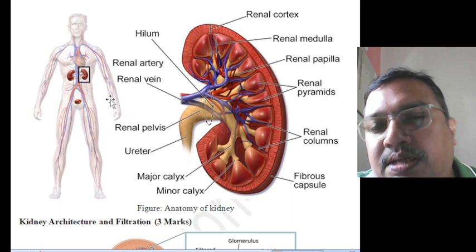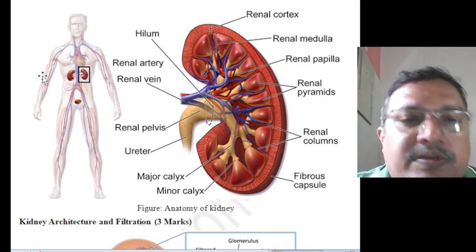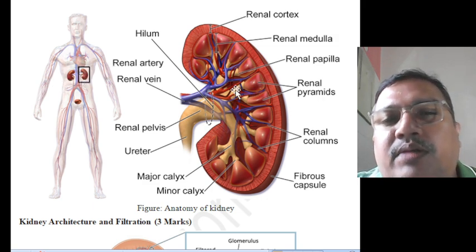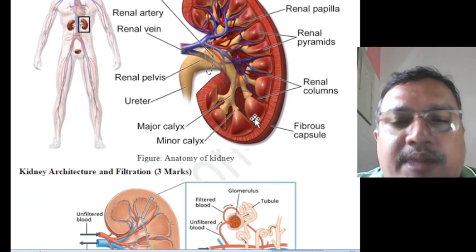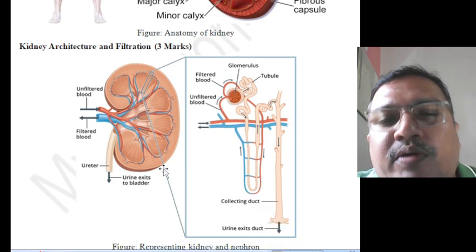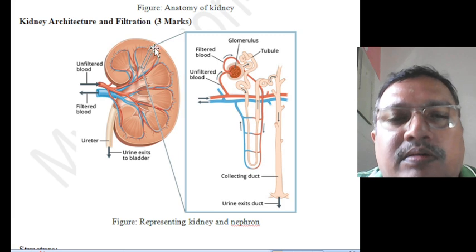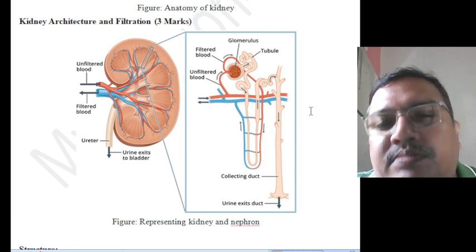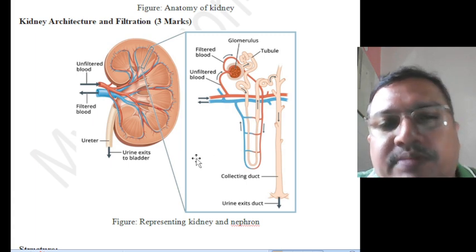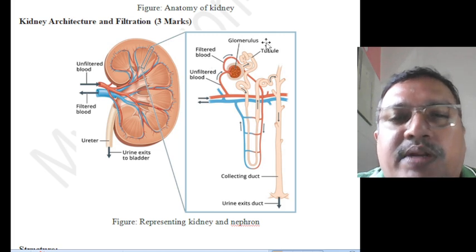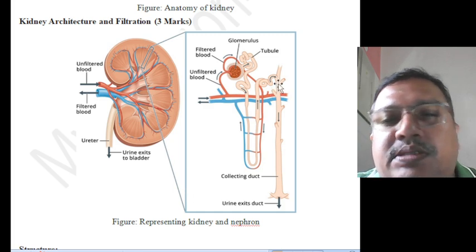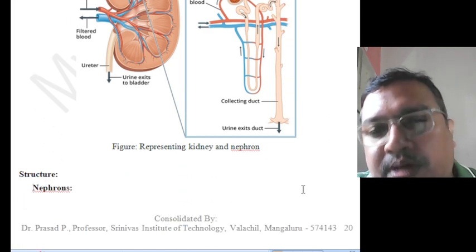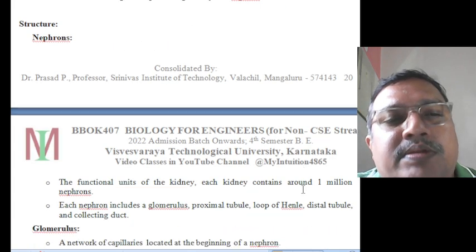So this is the structural representation of a kidney, showing where the kidney is located, how it looks, and the names of the different parts. We call it the anatomy of the kidney. At the end of this anatomy, you can see there are more than 1 million nephrons. This is the representation of a nephron. A nephron consists of a glomerulus, a tubule, and a long tube, the collecting duct, which is then connected to the urine bag. So, the structure of the nephron.